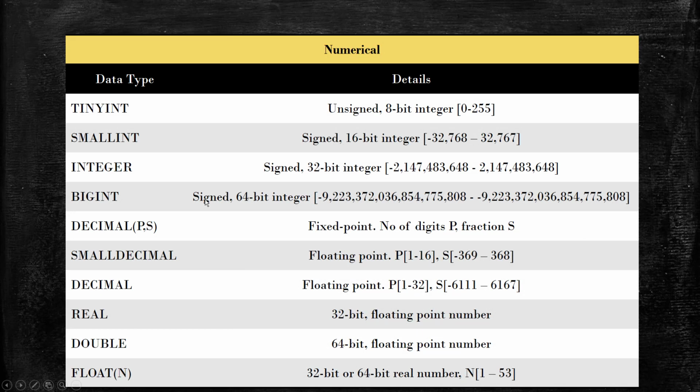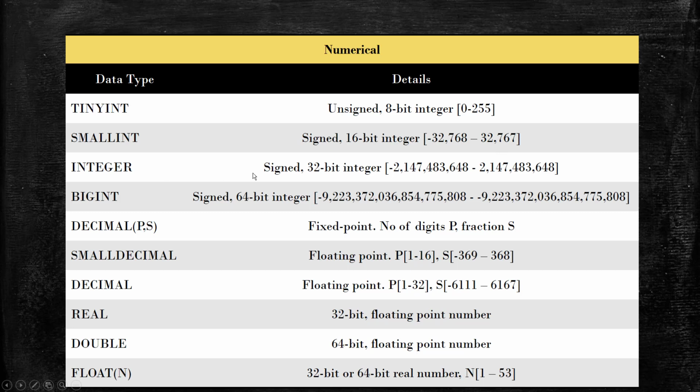So the first data type is numerical. In this numerical category, we will segregate into two categories. The first four are integers and the rest of them are real numbers. Tiny int is an 8-bit length integer, and it supports only positive numbers, 0 to 255. Similarly, small int is a 16-bit integer, and it supports both positive and negative numbers, and the range is here.